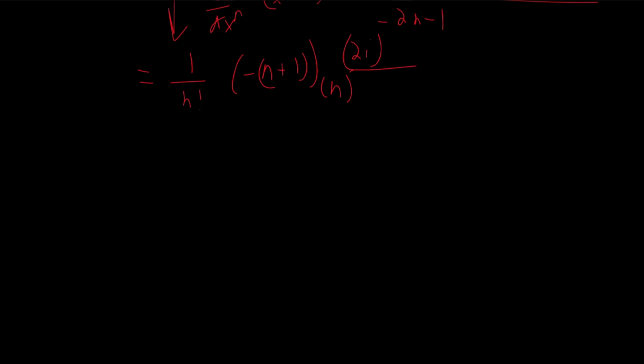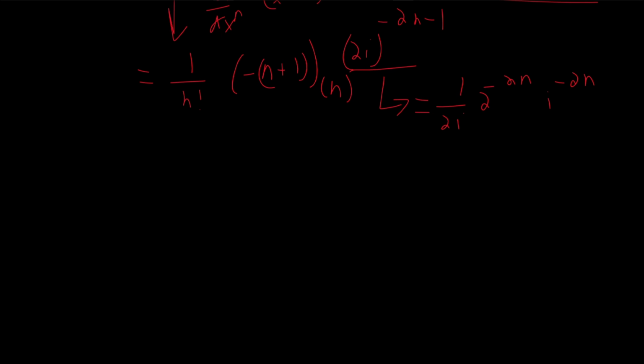So this right here is equal to 1 over 2i to the negative 1, but then 2 to the minus 2n times i to the negative 2n. But what is i to the negative 2n, where we're going to assume n is some sort of integer?